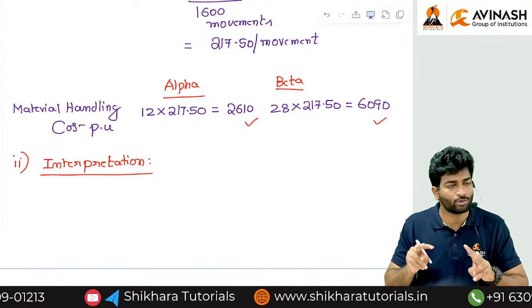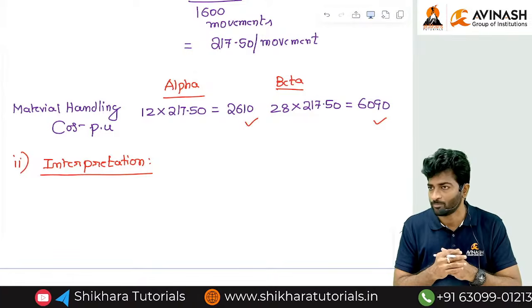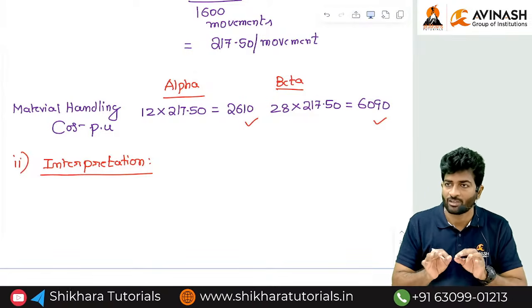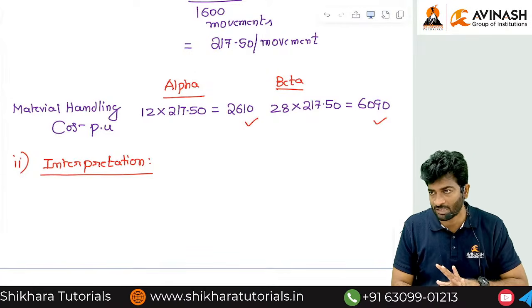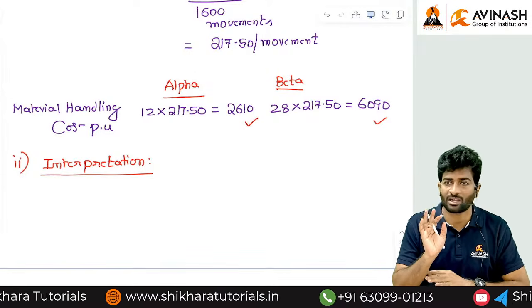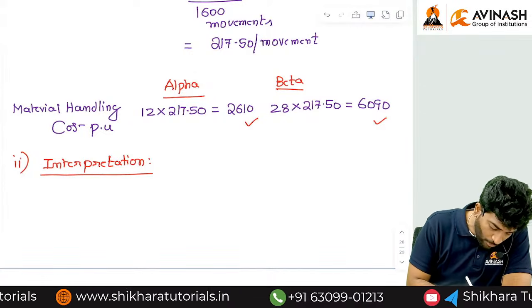So comparing these two methods, which seems to be more appropriate, which seems to be more justifiable? ABC, right? That is what you are going to explain here, that too in a simplified manner in 2 or 3 lines. Is it clear? Don't write paragraphs and paragraphs of what you know about ABC. Clear? So what do you want me to write here?